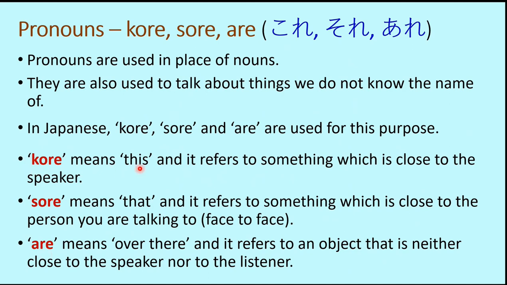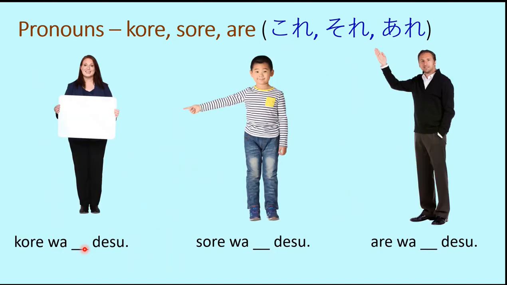Kore means this, and it is close to the speaker. Sore means that, which is close to the listener, and are means something which is neither close to the speaker nor to the listener. It's at a large distance. It could be a far away mountain, a far away river, or a planet in the sky, whichever is at a far off distance. So this is kore, sore, and are.